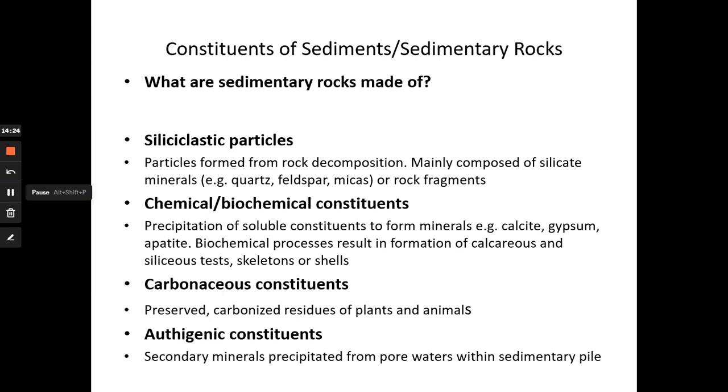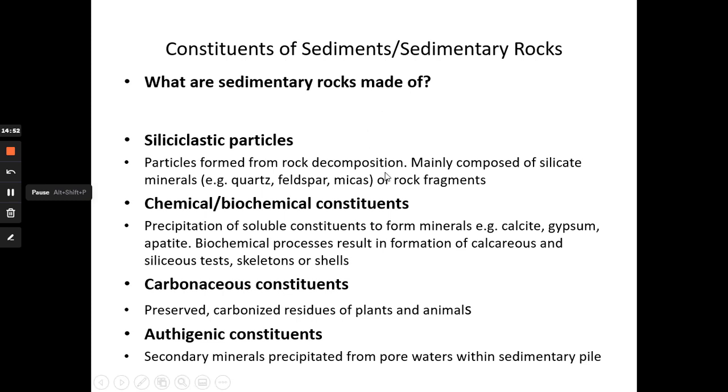In a lot of cases, biological processes help in the formation of these chemical sediments. For example, you have lots of marine animals with shells, right? Calcareous shells, calcium carbonate, CaCO3, either calcite or aragonite. And when the animal dies, the soft tissue is gone. You're just left with the shells, and the shells can accumulate to form a sediment. And this is a biochemical sediment.